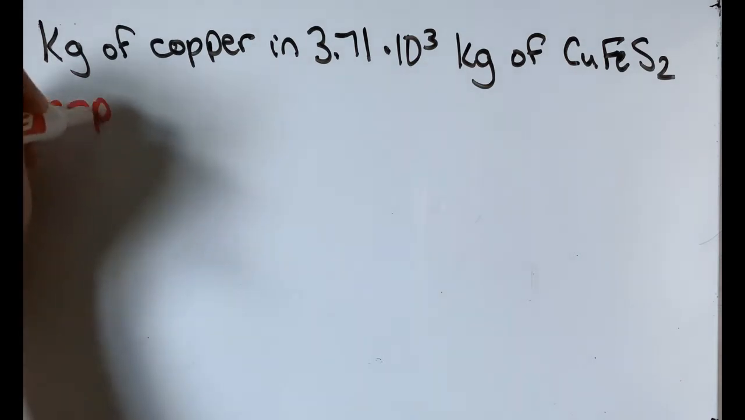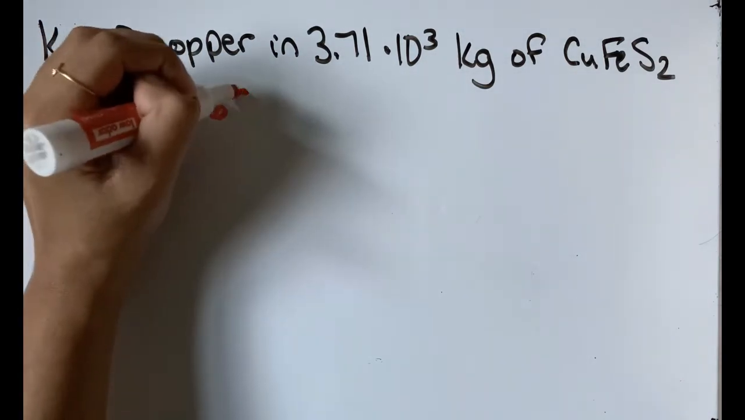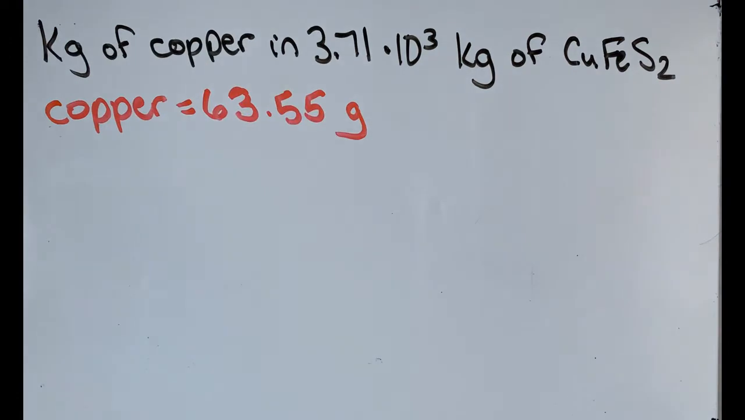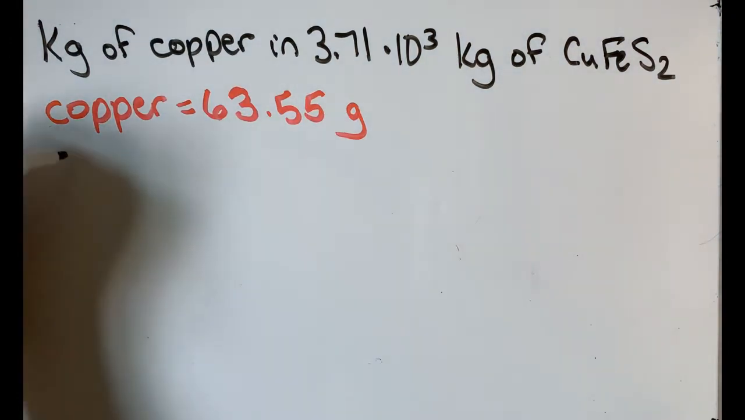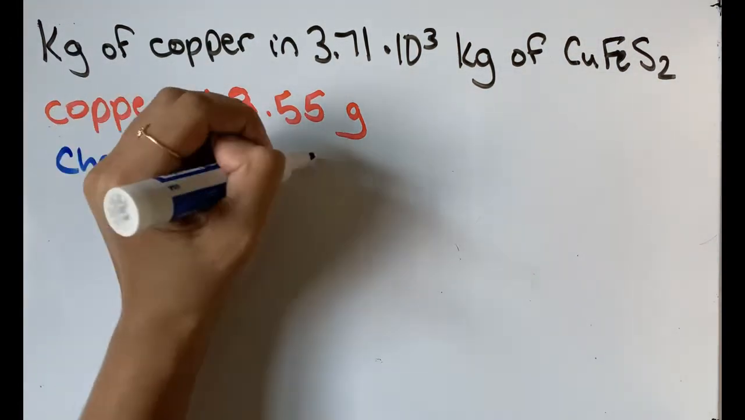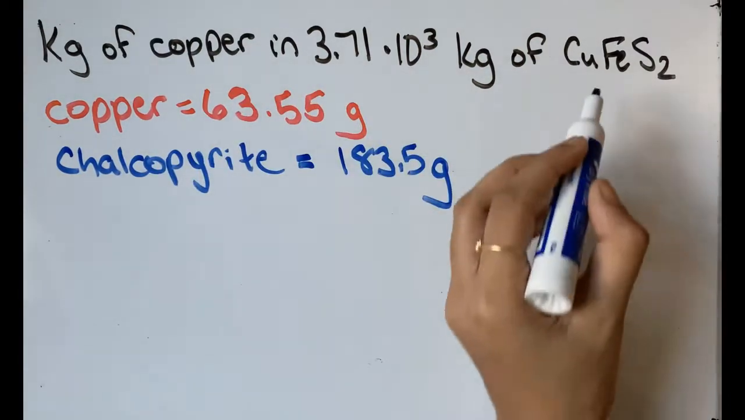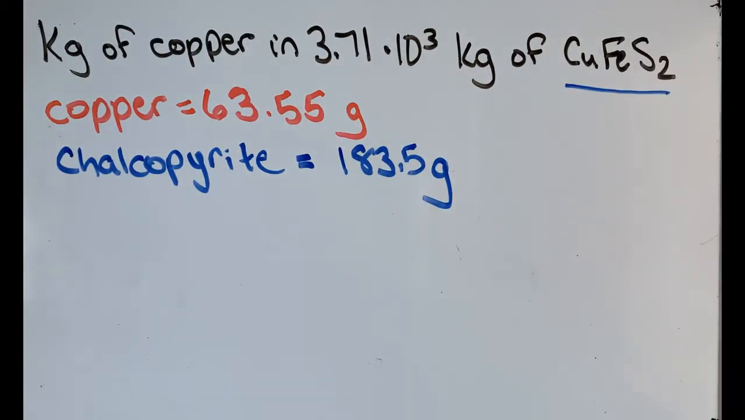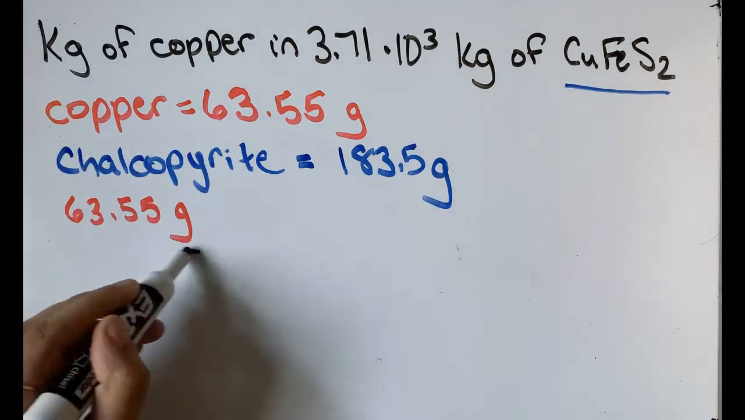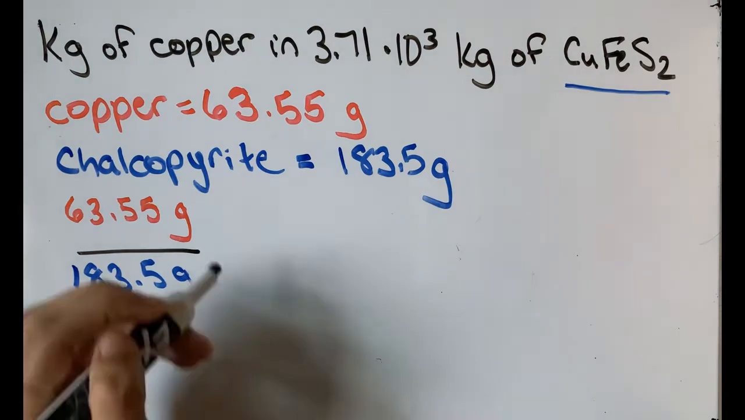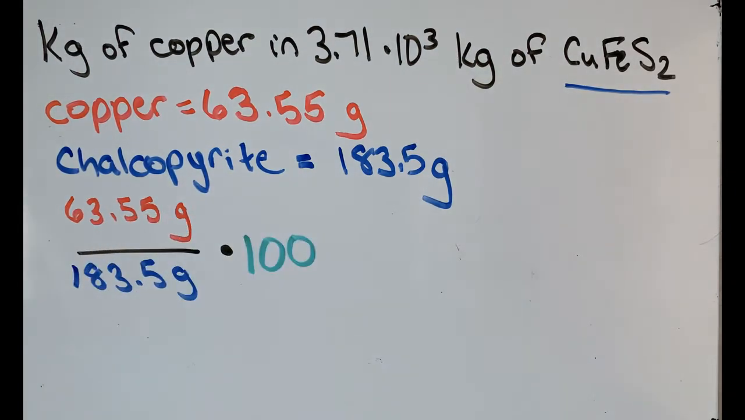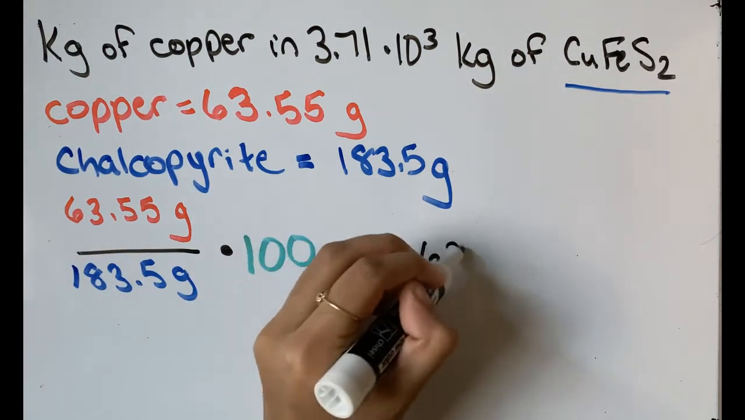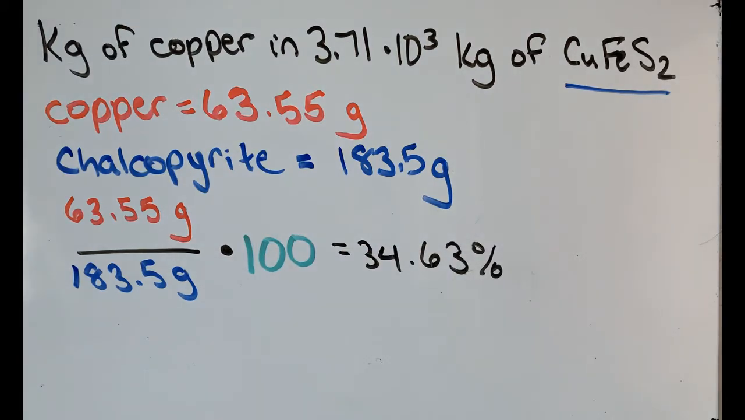First, let's go over last week's problem. The molar mass of copper is 63.55 grams, and the molar mass of chalcopyrite is 183.5 grams. I found that by adding the masses of Cu, Fe, and 2S. I divided the molar mass of copper by the molar mass of the molecule and multiplied it by 100 to get 34.63%. That means 34.63% of the mass of chalcopyrite comes from copper.